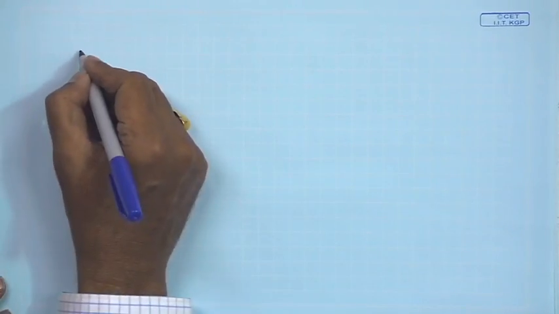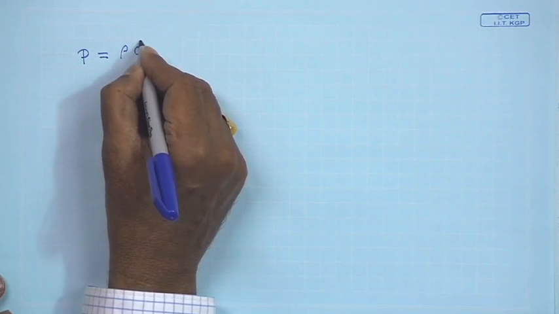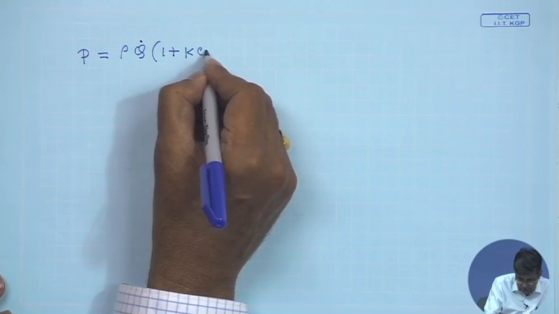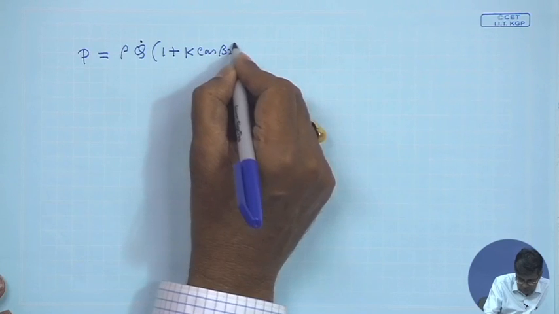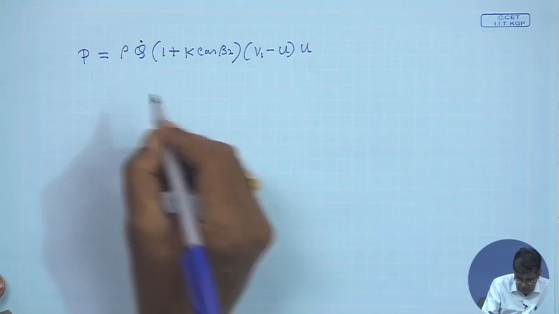Last class we derived that the total power delivered to the rotor of a Pelton wheel by the water jet is given by this one: rho Q dot, where Q dot is the volume flow rate, into 1 plus k cos beta 2, into V 1 minus u, into u, and the nomenclatures are all known.